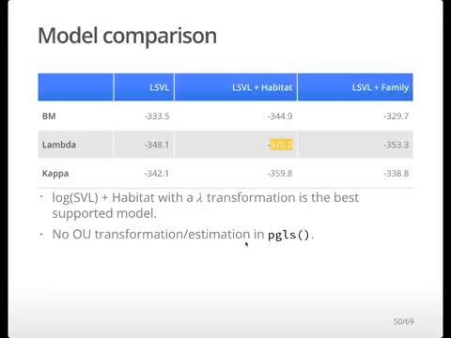So the big hindrance here is that we can't do OU transformations, which I have a particular fondness for. I just like them as an evolutionary biologist. They make sense to me. And so for that we have to use the other main workhorse for PGLS in R, which is the GLS function.